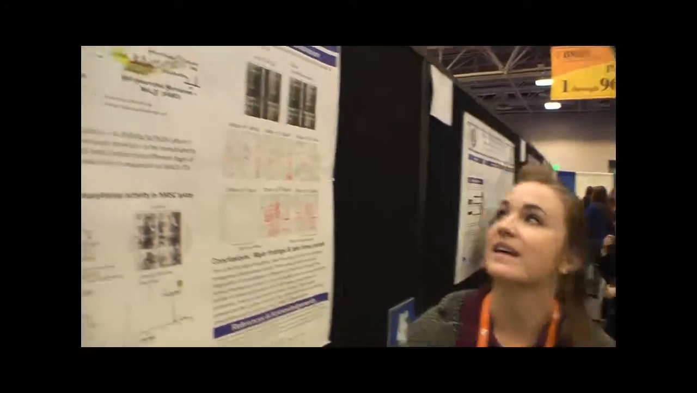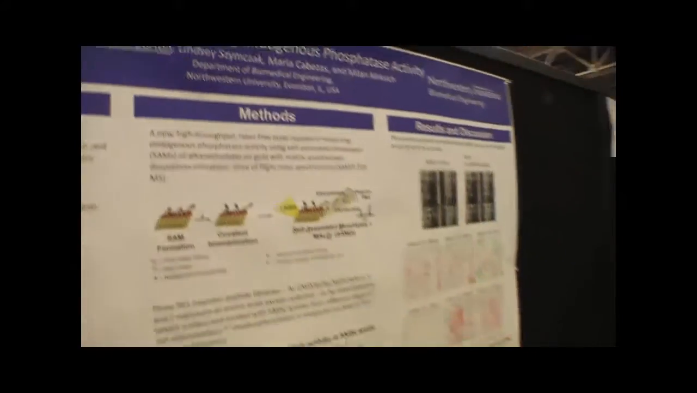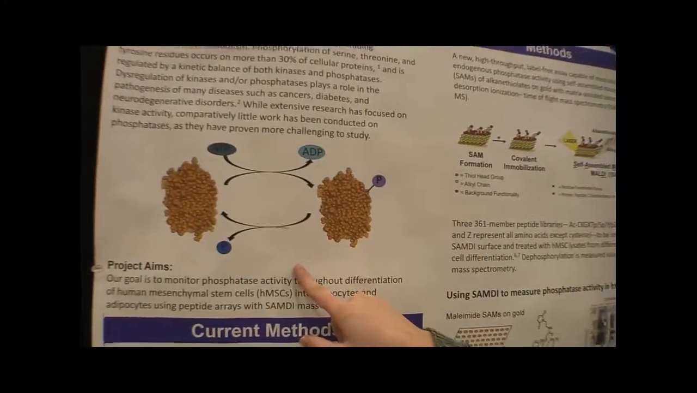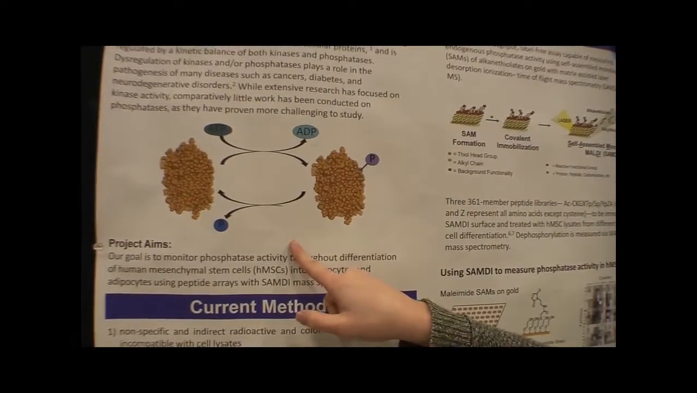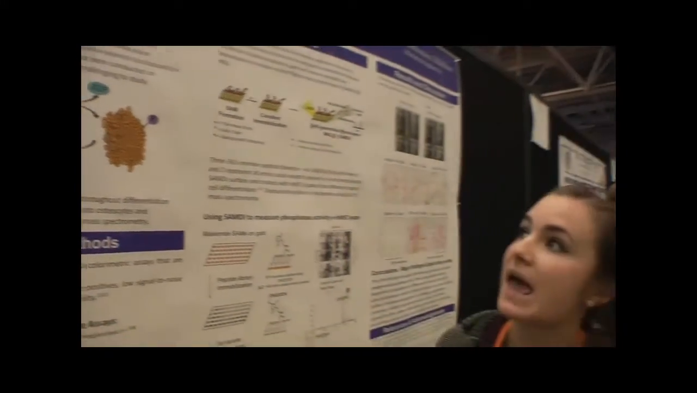My poster today is, our goal is to monitor endogenous phosphatase activity using a new assay for profiling endogenous phosphatase activity. Phosphatase is one of the regulators, with kinase, of the phosphorylation cycle. The phosphorylation cycle is incredibly important in the body. It plays an important role in almost all cellular processes, including differentiation and metabolism. More than 30% of your proteins use this cycle in your body.